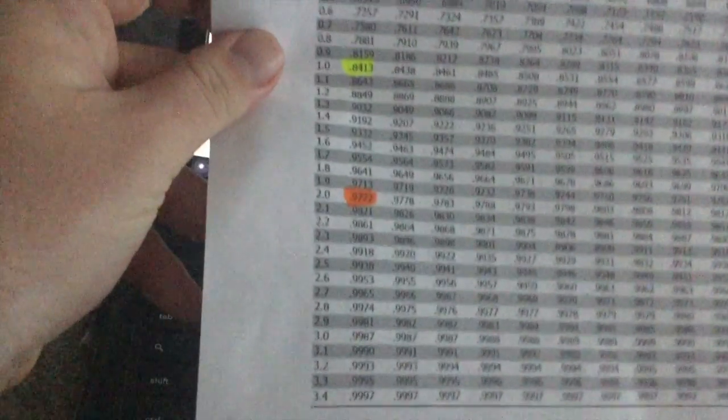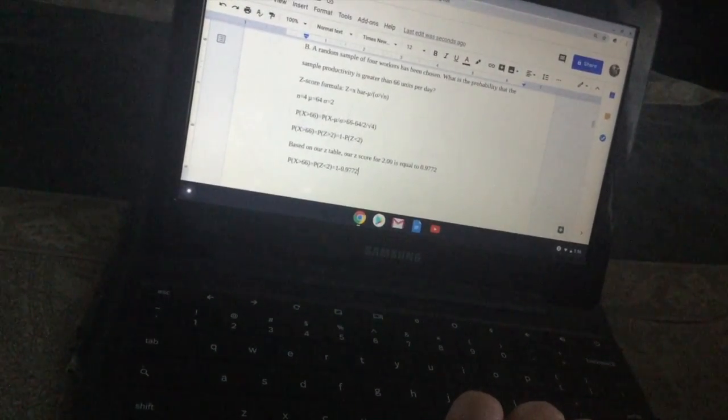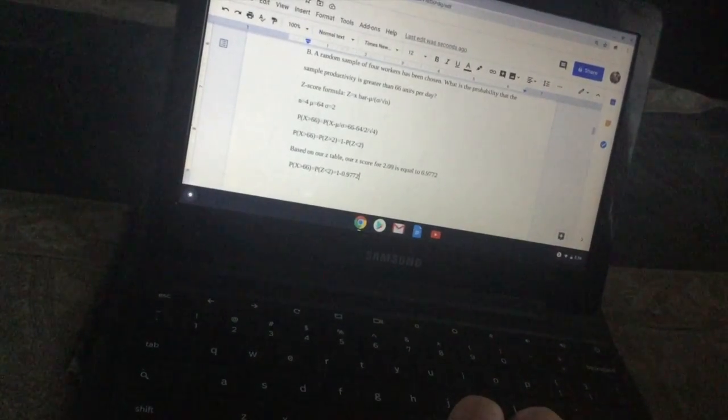So we have n is now 4, our mu is still 64, our standard deviation is still 2. So 66 minus 64, obviously 2, divided by 2 divided by the square root of 4, which is 2. So now we will get 2.00 as our z. So based on our z table, as I showed you before, it is highlighted 0.9772. Once again, because this is a greater than question, we have to take that 0.9772 and subtract it from 1, and that is going to give us our probability for this sample.